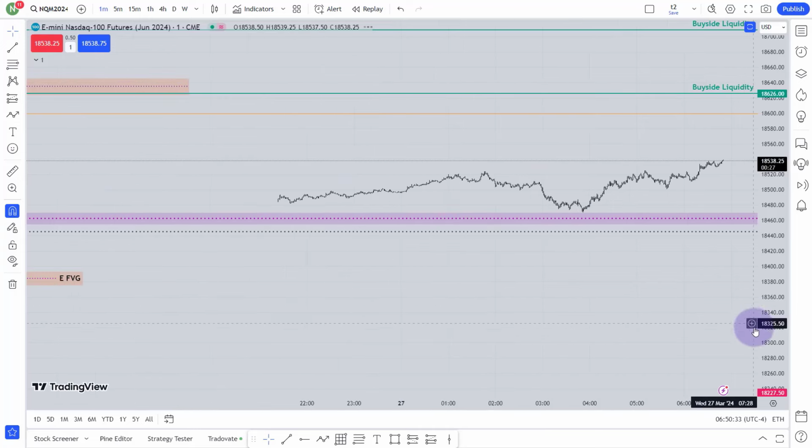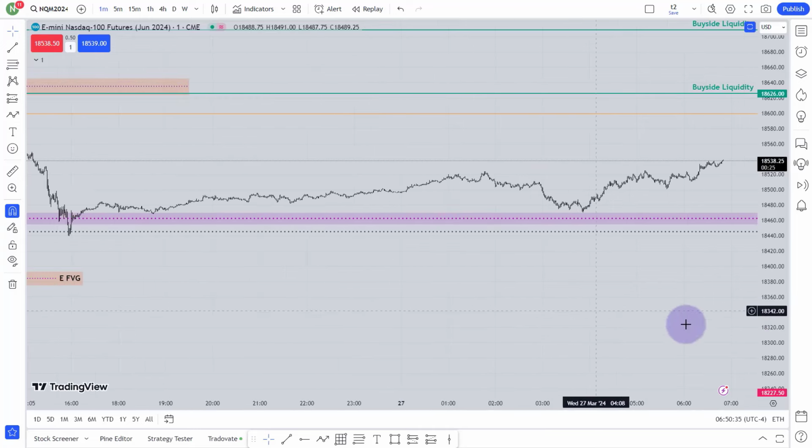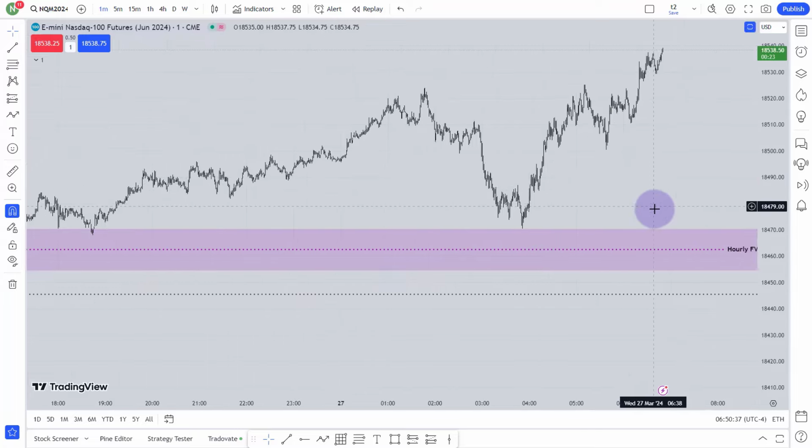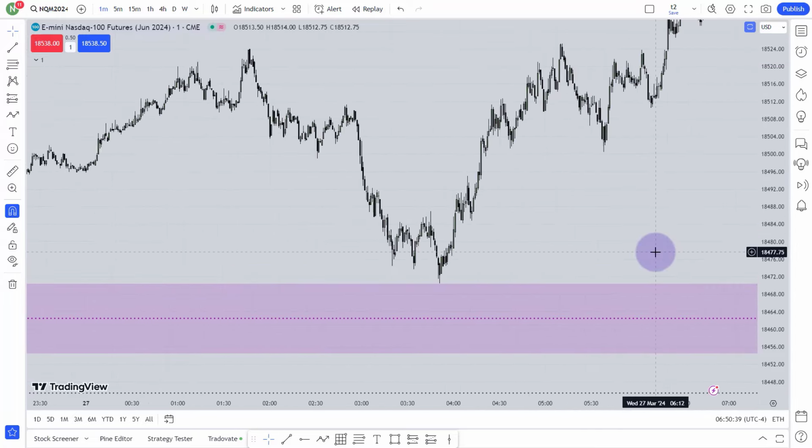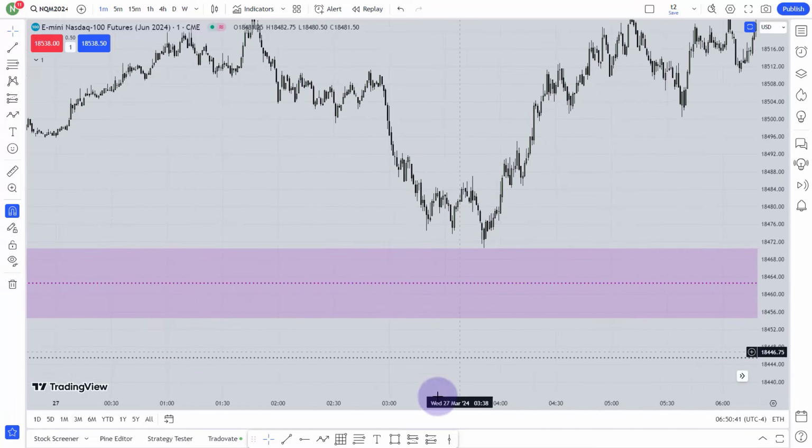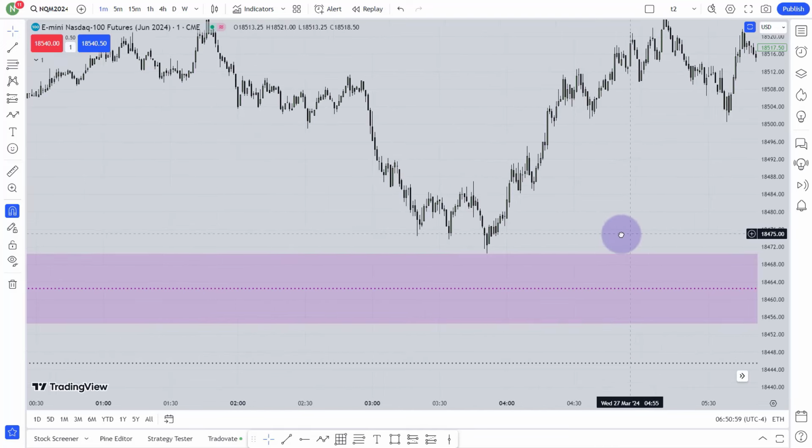So here I'm in my 1 minute chart, and you can see over here, this is the London session, and the London session silver bullet starts from 4. But the London session started from 3. Because of daylight savings, we are seeing that the London session starts from 3 and closes at 6. From the 1st of April, I believe it will be the regular time from 2 to 5. Right now it's 3 to 6.